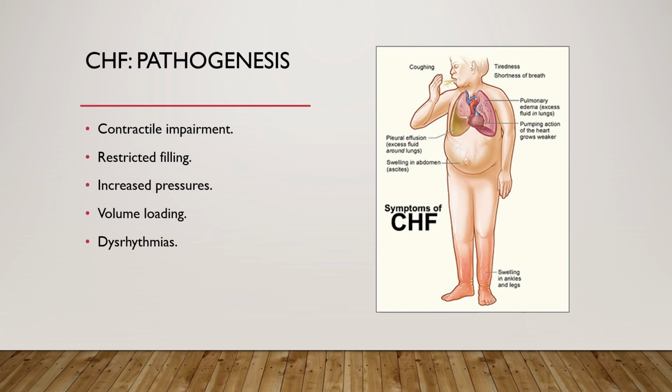Volume loading, increased pressures. Any obstruction or disease which increases the contractile pressures during the cardiac cycle can very clearly precipitate heart failure. Causes can include hypertension, aortic or pulmonary stenosis, PE, pulmonary embolism, and I think that pretty much covers a quick view of increased pressures.